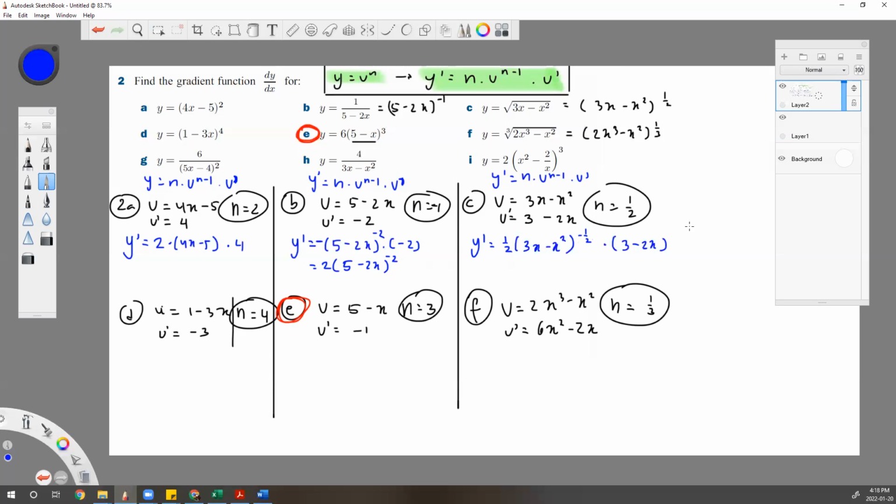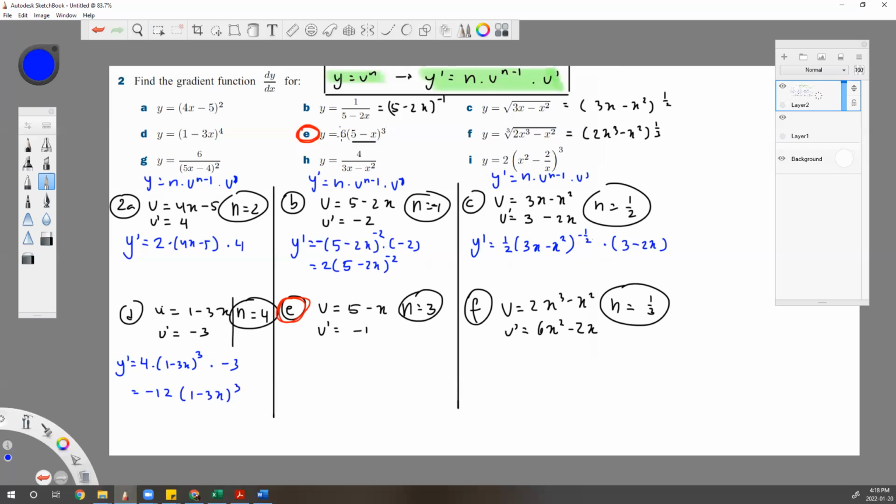And then we're done. You don't have to multiply this by this, that's too much. B: n times u power n minus 1, times -3, right? n minus 1 times -3. Or if this is simple, you can just write -12, right? 1 minus 3x power 3.